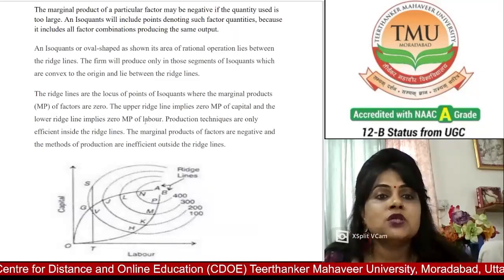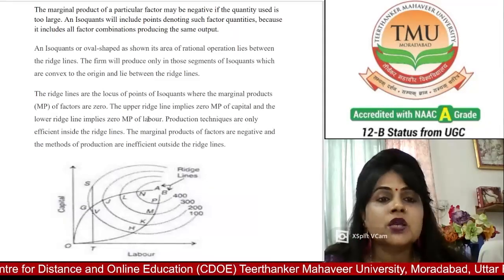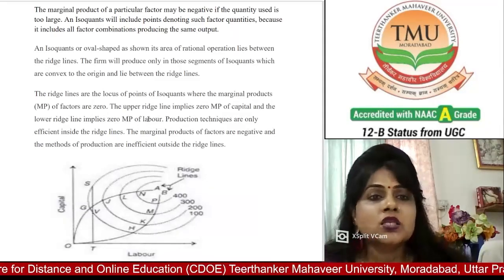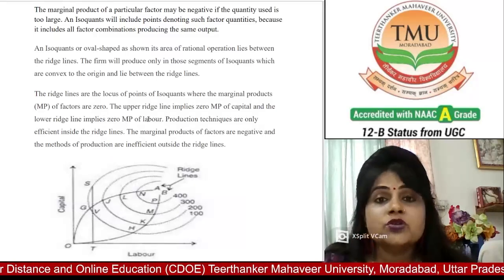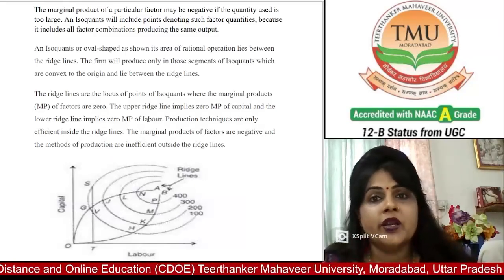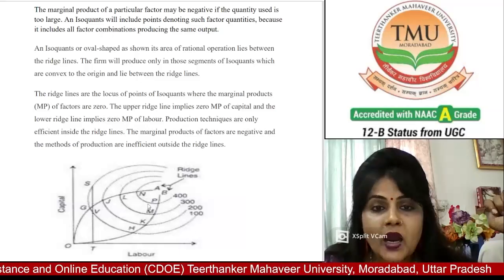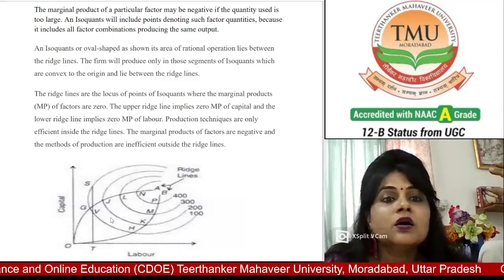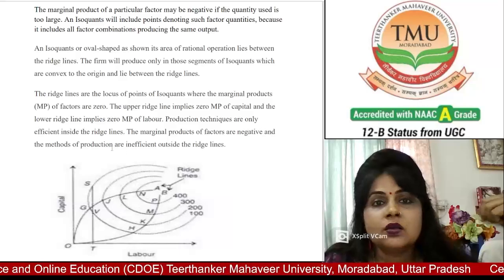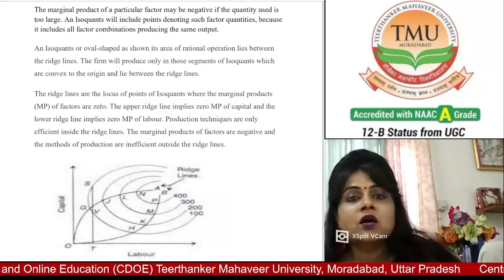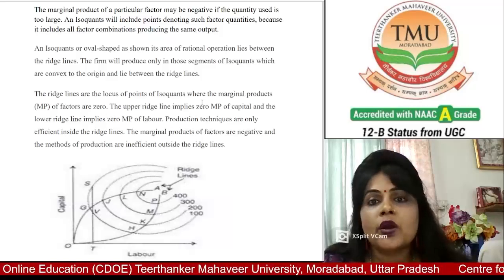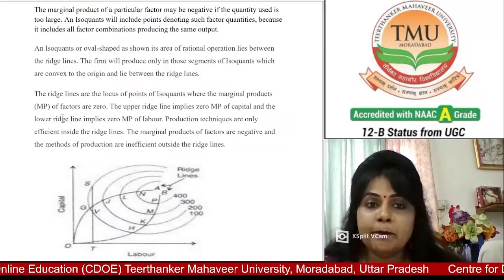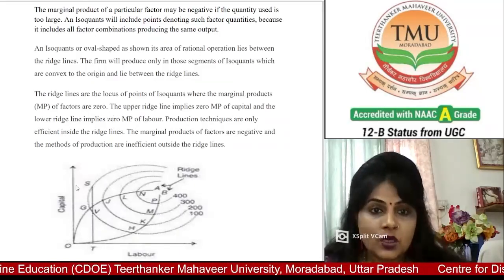So a rational producer will not operate on this part. A rational producer will operate only in the part which comes within the ridge lines. Ridge lines are the locus of isoquant points where the marginal product (MP) of a factor is zero.